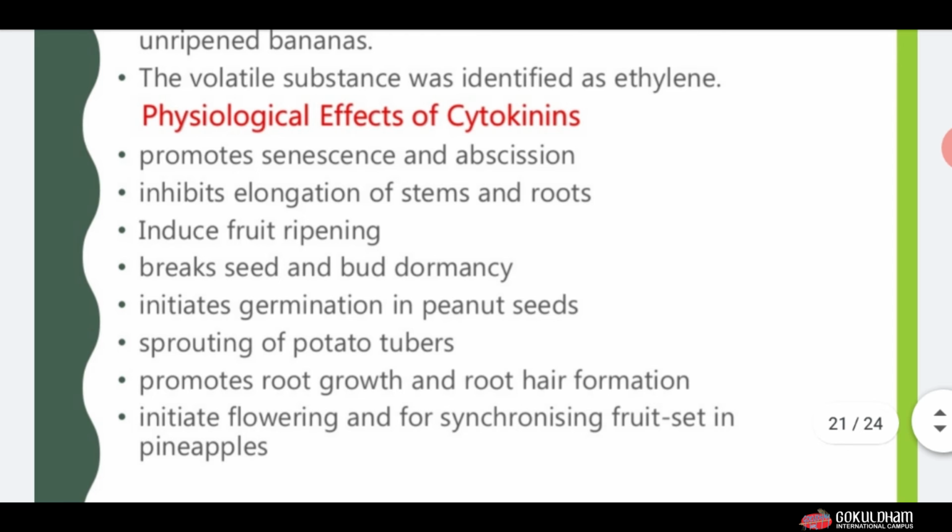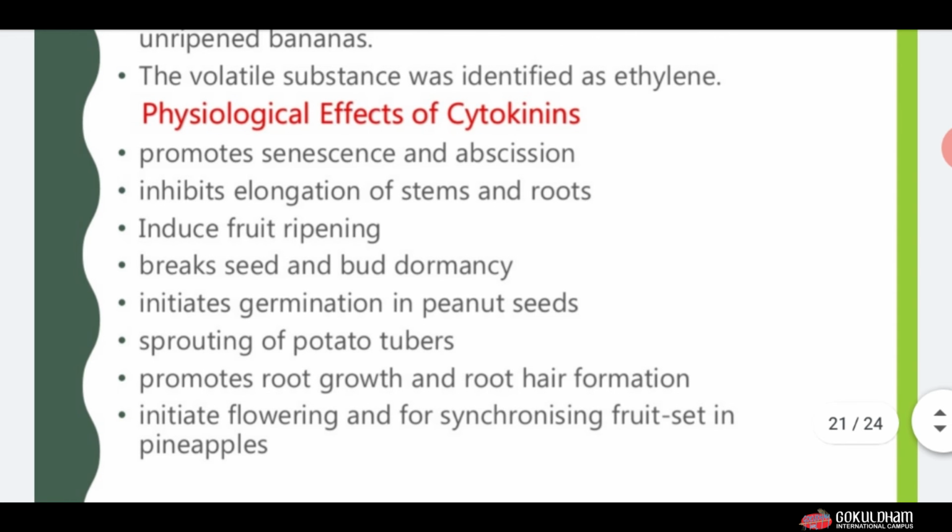It means it induces ripening in different fruits and different organs. Now let us see the physiological effects of ethylene. Ethylene promotes senescence and abscission. It inhibits the elongation of stem and root. It means it promotes the senescence or death of the cell or tissue, and then it inhibits the growth of stem and root. Then it induces fruit ripening. That's why it is known as the fruit ripening hormone. It breaks seed and bud dormancy, and it initiates germination in peanut seeds. Then sprouting of potato tubers.